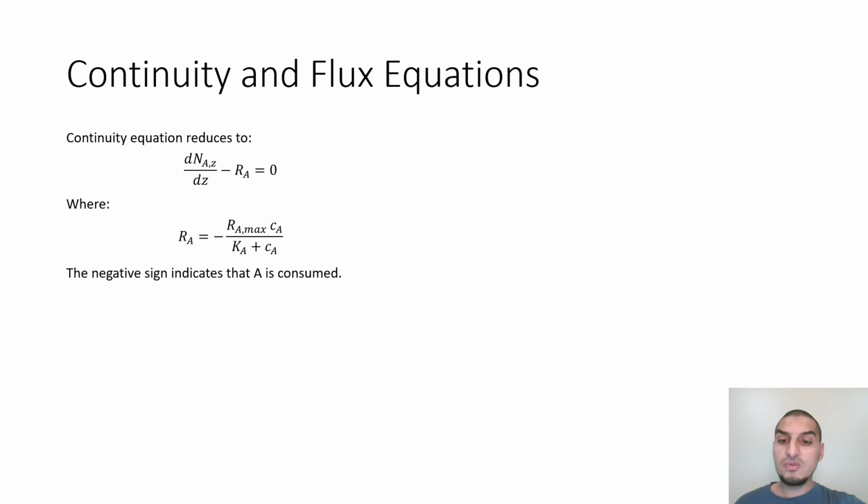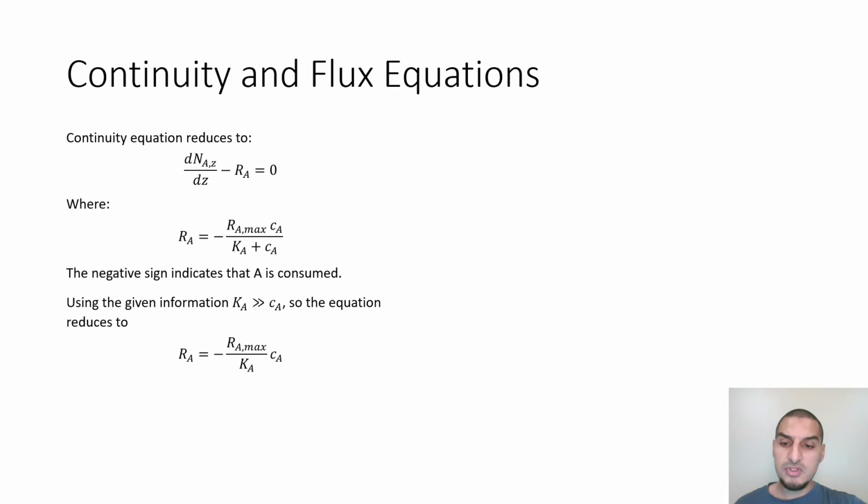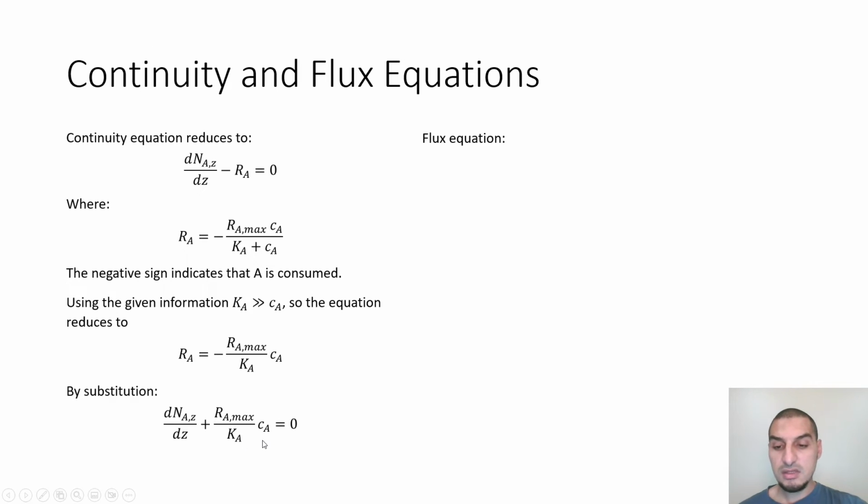Anyway, so if you go back to the equation, if you assume that K is much larger than Ca, so this is the rate equation. And then if you substitute in the equation with the rate, then it's going to be dNA/dZ plus Ra maximum divided by Ka, Ca equals 0.